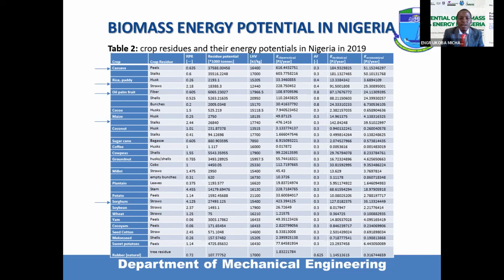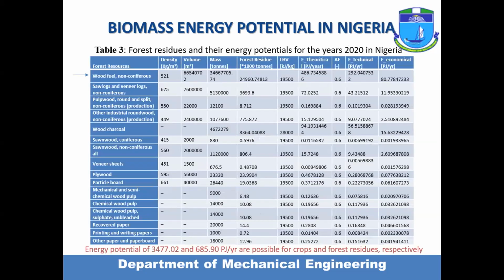Here we have the forest residues and their energy potential after analysis was carried out in the year 2020 in Nigeria. And after all said and done, the energy potential of crop and forest residue of about 3,477.02, as well as 685.90 petajoules per year is possible for crop and forest residue respectively.